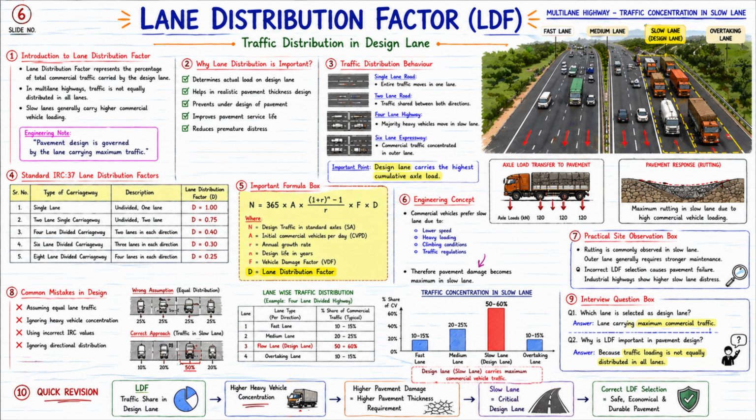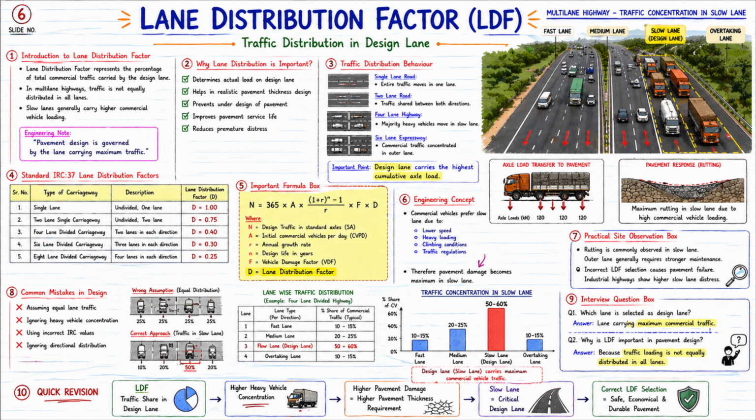Now let us look at the fourth topic of the slide. Character standard IRC SP 37 lane distribution factors. Now here are the IRC recommended LDF values. Single lane: 1.00, because all the traffic is in one lane.